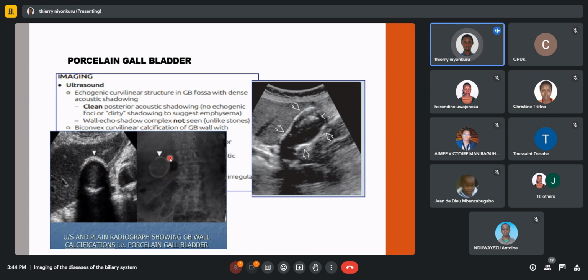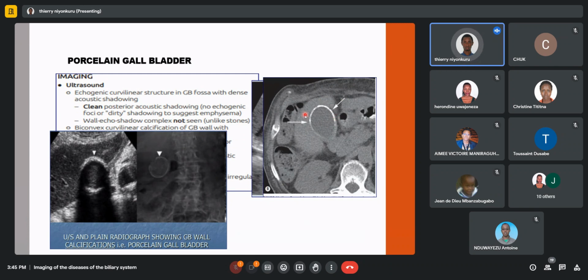And so we can visualize it on this plain radiography, where we can visualize, at the area of the liver, this well-defined lesion with the calcified wall, which is suggestive of porcelain gallbladder. So here also we can visualize it is not occupying all the gallbladder wall, but we can visualize the superior and the inferior surfaces of the gallbladder wall. They are calcified with posterior shadowing, and there are no intraluminal stones, which is suggestive of porcelain gallbladder.